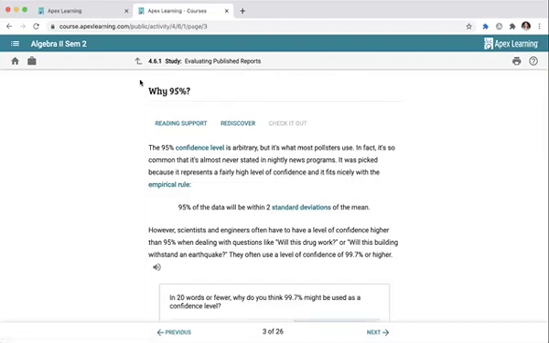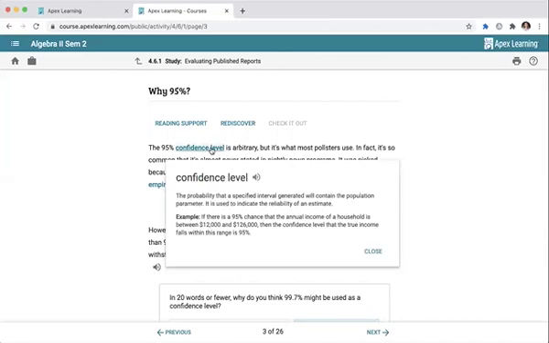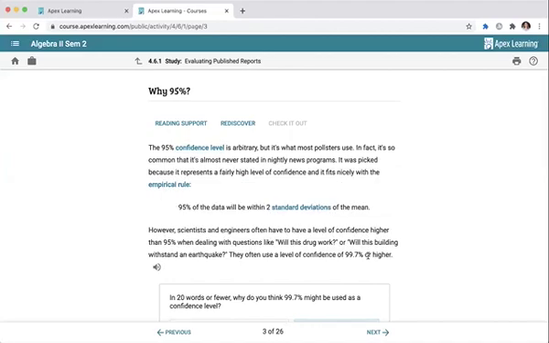So if we go forward here, when we talked about our confidence interval, you might ask, why 95%? Why did we say 95%? A 95% confidence level is arbitrary, which means it's almost like a made-up number. It's used to indicate the reliability of an estimate, and it's what most people use. They like to say we're 95% confident, because it still leaves that small room for error.